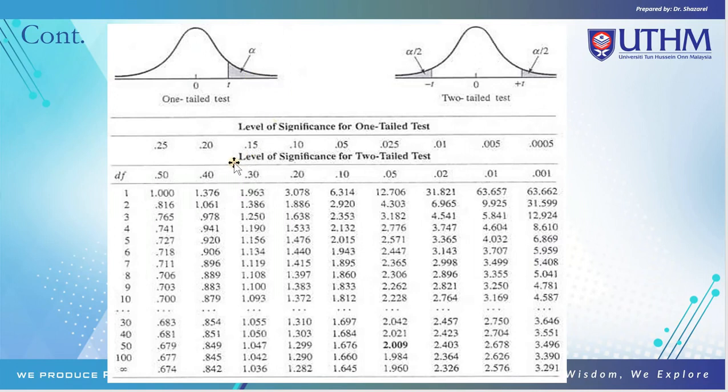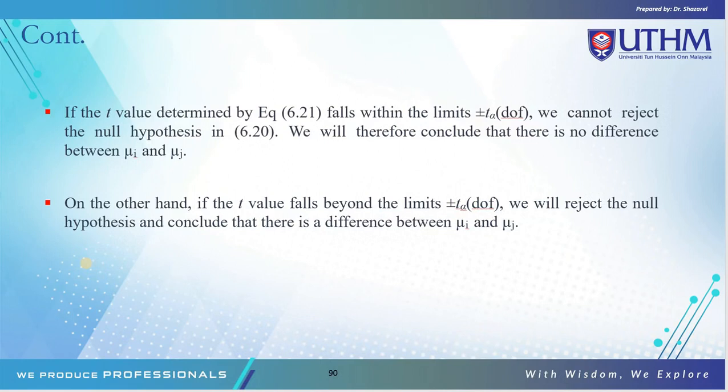So we can see that for a one-tailed test, let's say it is 0.2, for a two-tailed test it is multiplied by 2, so it will get the same value of t. And then we compare the control limit value with the t statistic value just now.